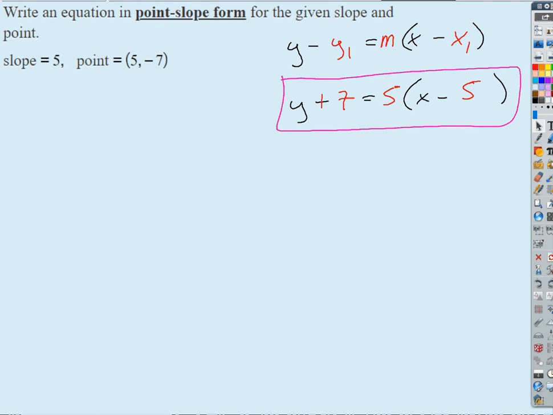We were writing equations of lines given information, right? So now, if I'm given a point that a line goes through and the slope of the line, which form do I want to put that into to start with? Think about the forms we have for lines.